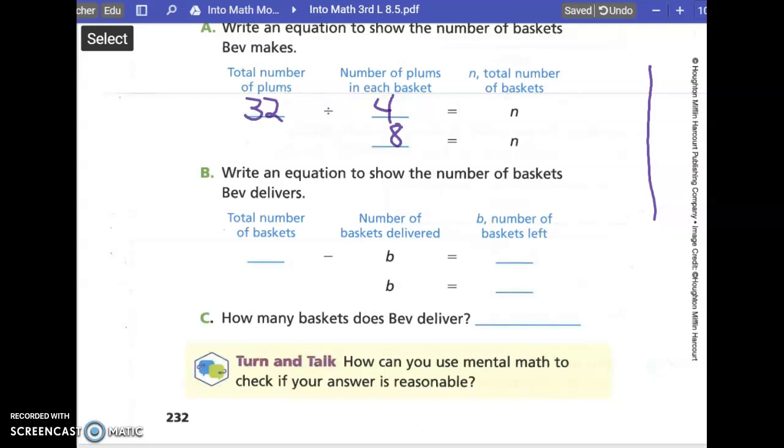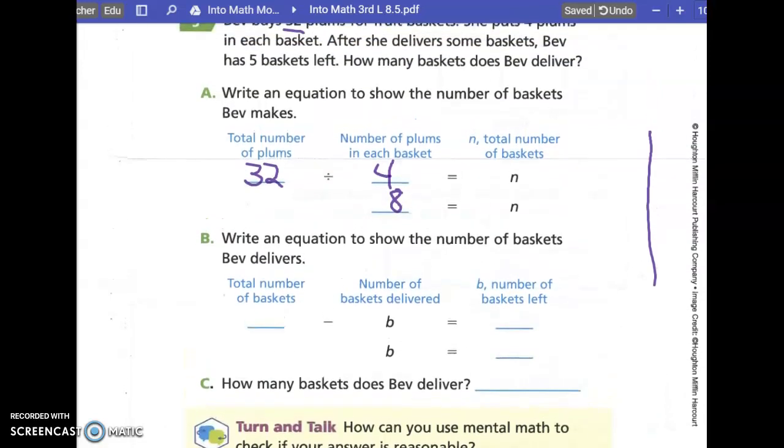Now we got to do the bottom part. Write an equation to show the number of baskets Bev delivers. So we decided 8 baskets, right? And she delivered some. And what does it say she had left after she delivered baskets? 5. So that's going to be our answer right here. So 8 minus 5 is 3. So our unknown B is equal to 3. How many baskets does Bev deliver? 3 baskets.